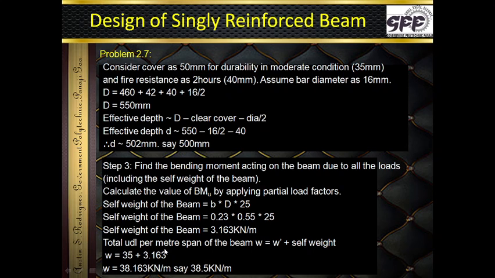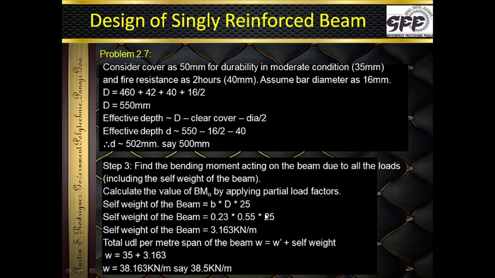Therefore the total UDL per meter span would be that W dash, the load which is coming on the beam, plus its own self weight, that is 35 plus 3.163, so that comes to 38.163. I round it off on the higher side for my calculations. It becomes easier in calculating. So I round it off as 38.5 kilonewton per meter. So the total load coming on the beam per meter of the span is the load which is on the beam plus its own self weight. So we have rounded it off from 38.163 to 38.5.